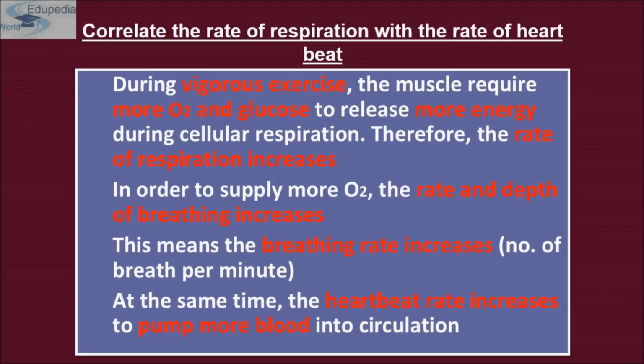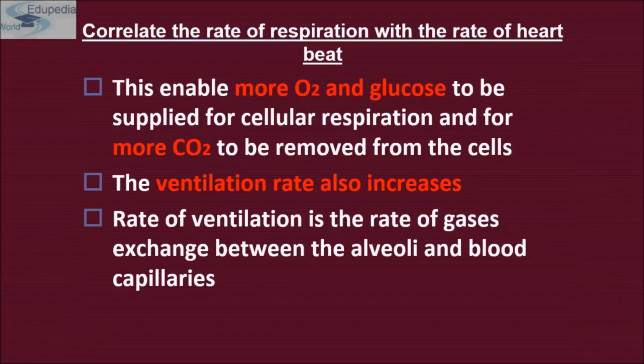Now, correlate the rate of respiration with the rate of heartbeat. During vigorous exercise, the muscles require more oxygen and glucose to release more energy during cell respiration, and therefore the rate of respiration also increases. In order to supply more oxygen, the rate and the depth of breathing increase. This means the breathing rate increases, the number of breaths per minute. At the same time, the heartbeat rate increases to pump more blood into circulation.